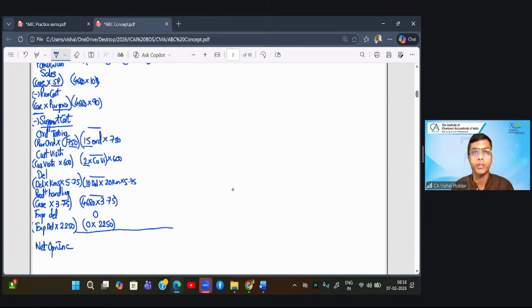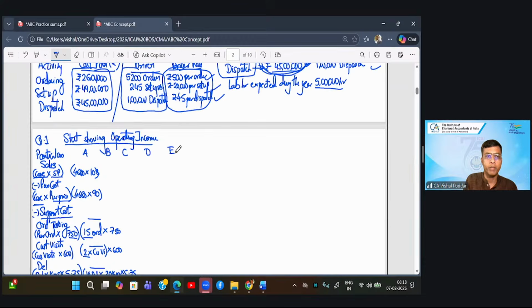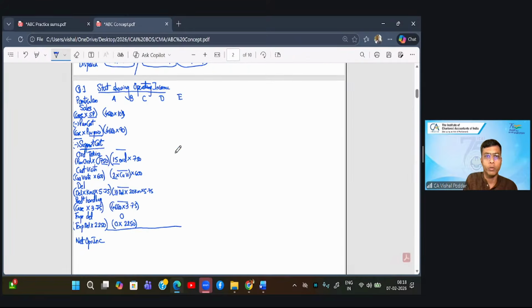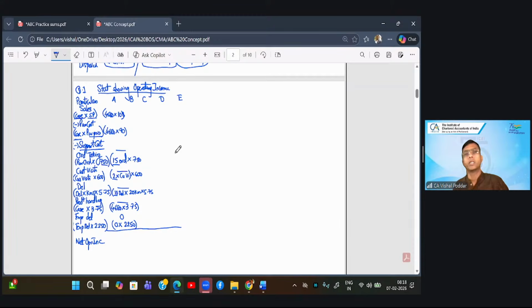Correct, students? Understood? Start solving. I give you 5 minutes. I'm keeping this part open because you have taken the screenshot of the question. So if by chance anybody has any query, you can ask me.